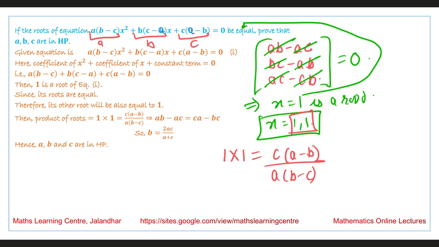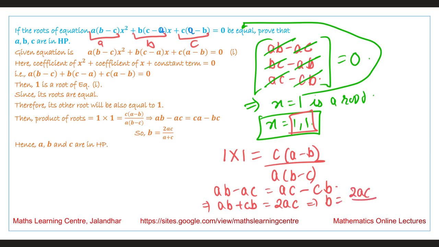So from this equation, ab minus ac is equal to ac minus cb. This implies that ab plus cb is equal to 2 times ac. So the value of b is 2 times ac over a plus c. The value of b is 2ac over a plus c, and this implies that a, b, c are in harmonic progression. This is by the definition of harmonic progression.